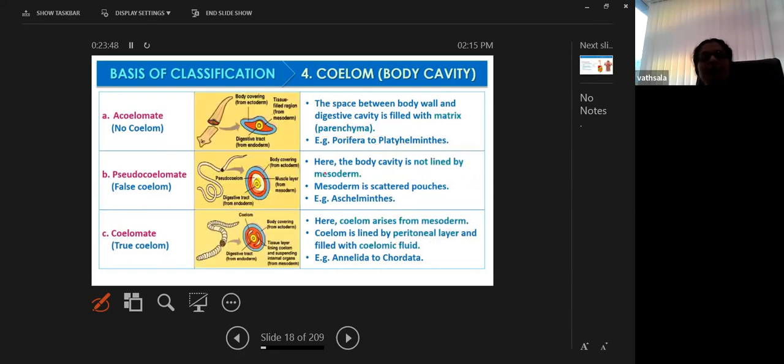So now, here we have shown body covering. Can you see there? The space between the body wall and the digestive cavity is filled with matrix. And that matrix is parenchyma. This is just a picture. Pseudocoelom, here the body cavity is not lined by mesoderm, and mesoderm is scattered as pouches. That's in Aschelminthes.